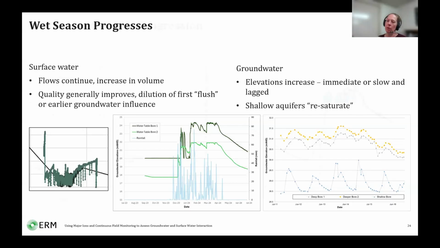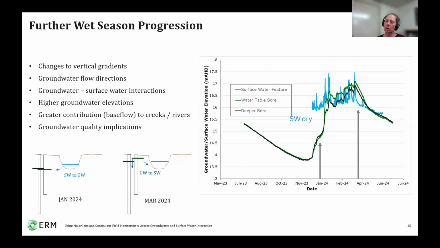Shall I move to the next slide? Yes, please. So continuing through the wet season, the timing of monitoring then becomes key to capture the peak groundwater elevations so that you can assess vertical gradients and changes to those gradients, and also assess the potential for localized changes to groundwater flow direction, so within and between aquifers, and identify changes to groundwater surface water interactions, including discharge to creeks and wetlands.